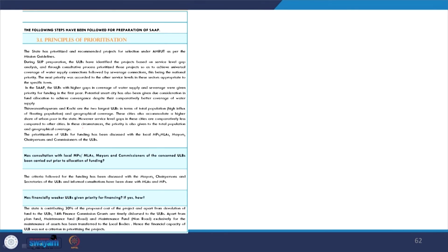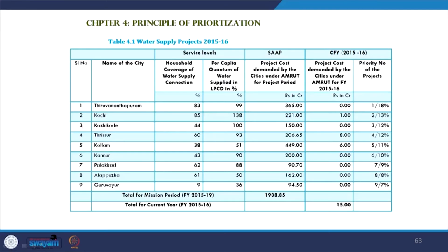Once they identify this, they also adopt a principle of prioritization, where they look at which places, which projects, which sectors have to be prioritized in which city. So accordingly they follow the principles of prioritization. Now, we look at their SAP document, where we see that they have identified water supply projects in 2015-16.